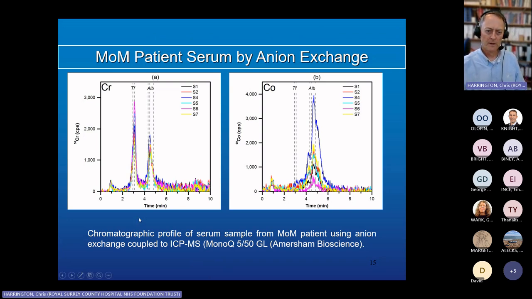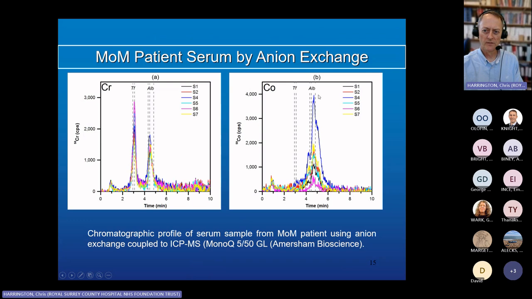So we thought, well, let's look at how these different metals are bound up to the different serum proteins. And in this case, we used anion exchange chromatography, which is a method of separating out the proteins. We then coupled that up to our ICP-MS to detect the different metals. So this was some of the work that we did in Copenhagen. This was for 7 serum samples from these patients.